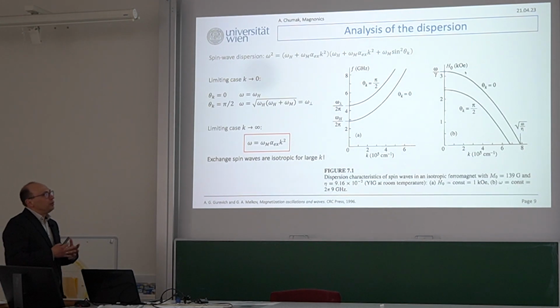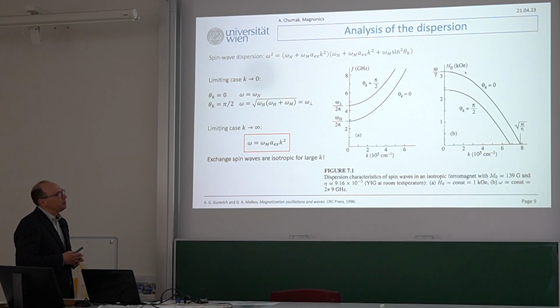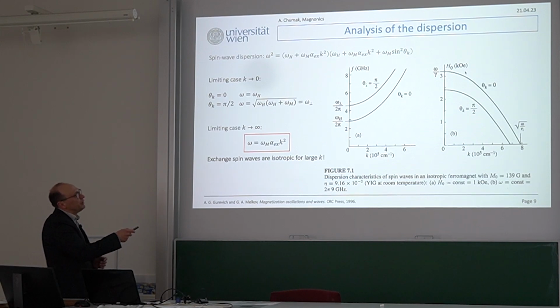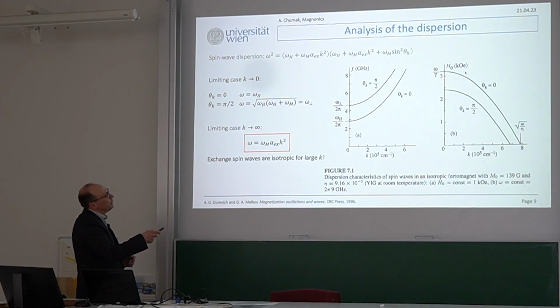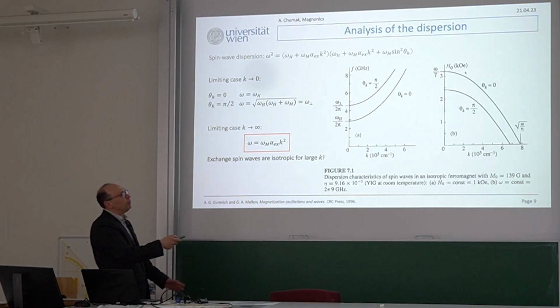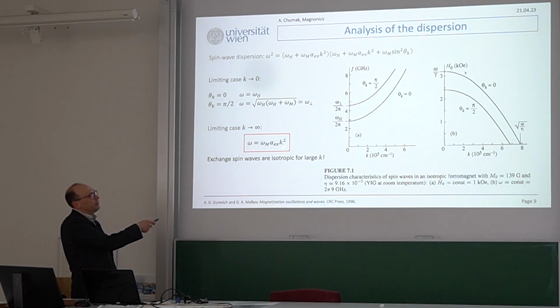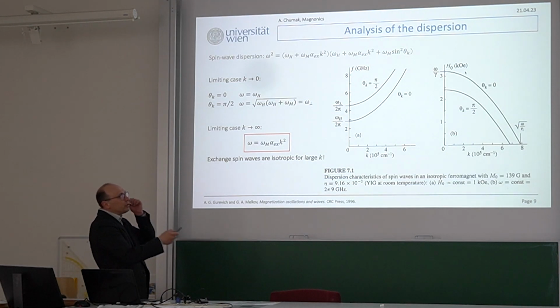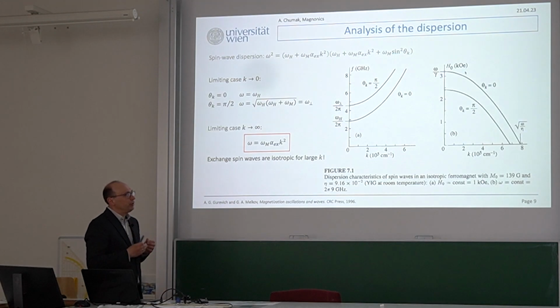How does it look for the k with which we are working in our experiments? This is a dispersion, as we said. When theta k is equal to 0, it goes down to omega h. When theta k is pi over 2, then it goes here. And then they go up, and the larger k you go, the higher the frequency, and the closer these two lines are. At some point, they will merge into one line, where the angle no longer matters. That's how dispersion looks for exchange spin waves.